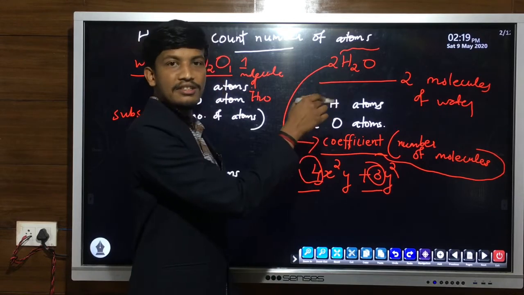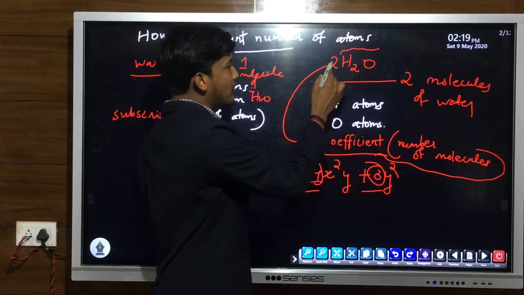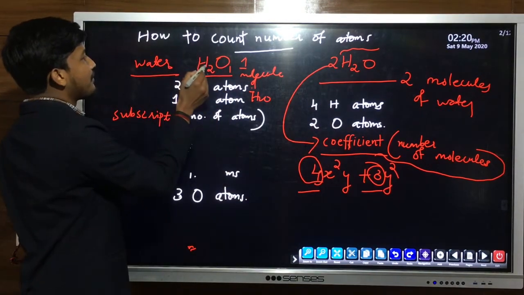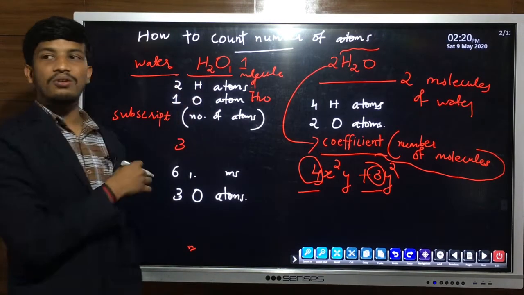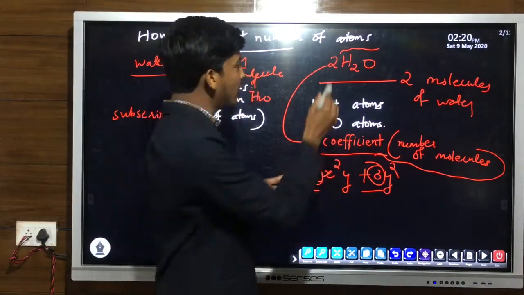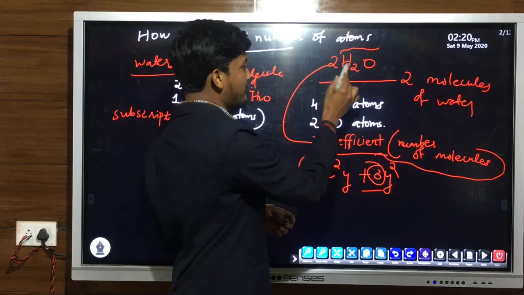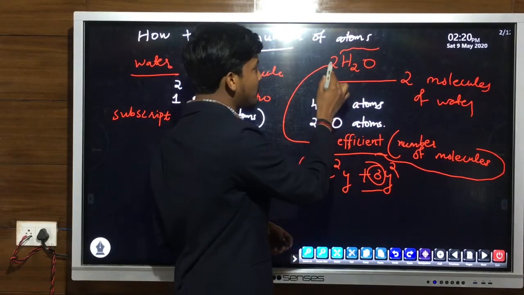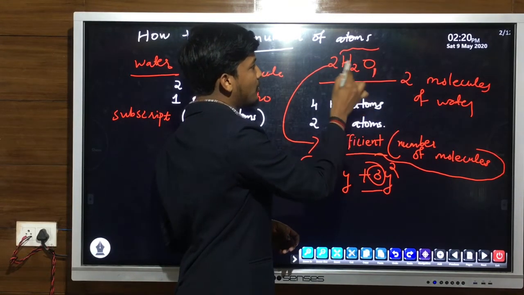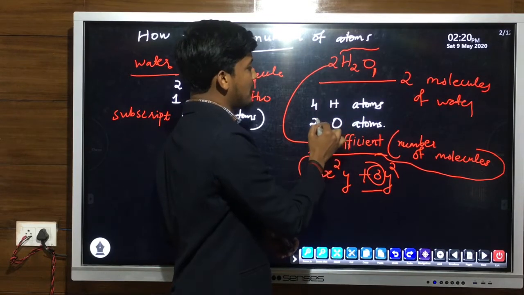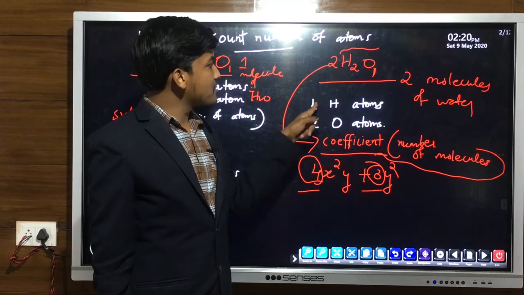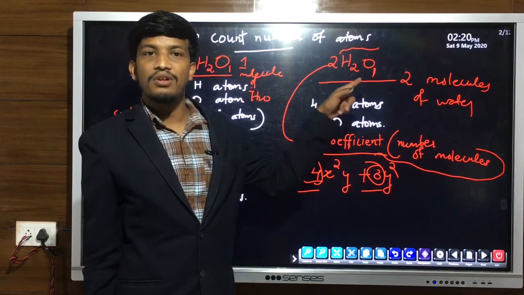First we will count the number of hydrogen atoms. The number of hydrogen atoms will be 2 into 2, 4. 2 2s are 4 hydrogen atoms. In H2O we have only 2 hydrogen atoms because there is no coefficient, or in other words the coefficient is 1. But here the coefficient is 2, therefore 2 into 2, 4 hydrogen atoms. And the number of oxygen atoms, 2 into 1, H2O1. The number of oxygen atoms here is 1, so 2 into 1, 2 ones are 2. So in 2H2O there are 4 hydrogen atoms and 2 oxygen atoms.